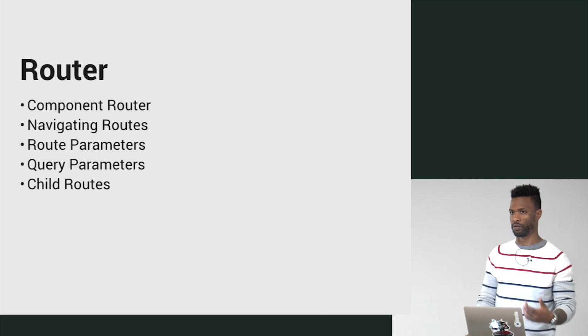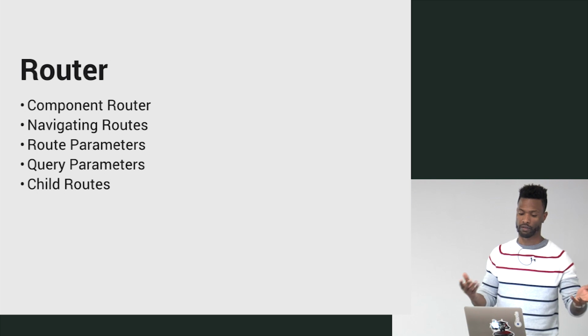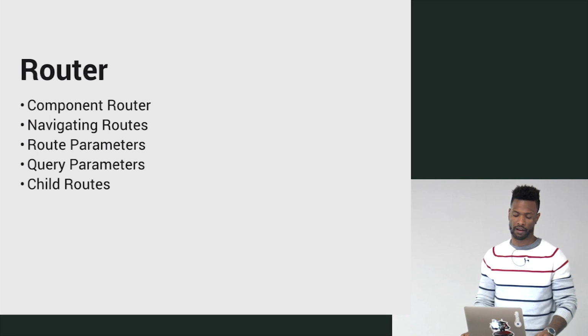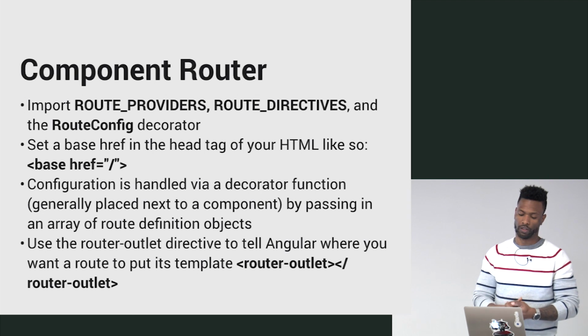types of things. We have directives that we use for the routing to make dynamic links. We have services that we use inside of our components to do routing inside of our components. And then we have decorators to configure our routing. So those are the three parts of the router. Like I said, the three things: the router providers, the route directives, and then the route config decorator.